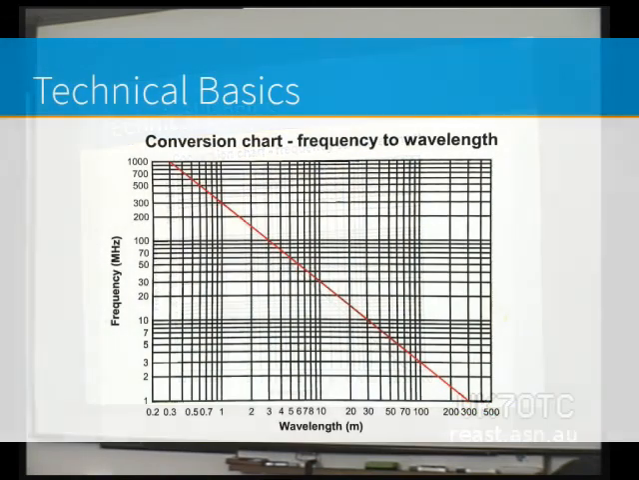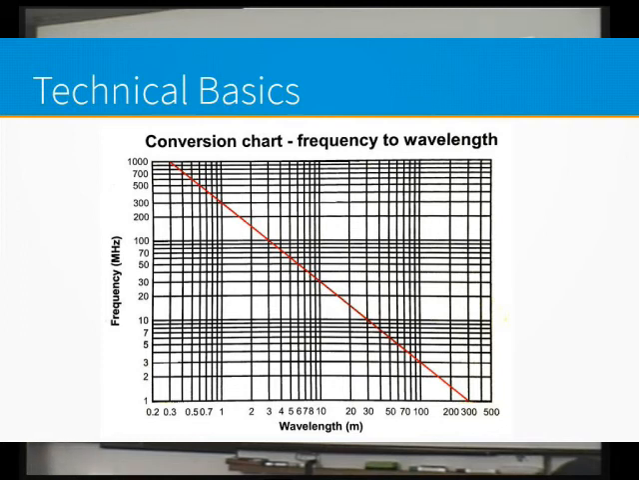So if there's a question in the exam around wavelength and frequency and conversion, the chart will be in the exam. It'll actually be on the exam that you can use. So you don't have to worry about it. You just need to know how to use it. So are people comfortable with that?